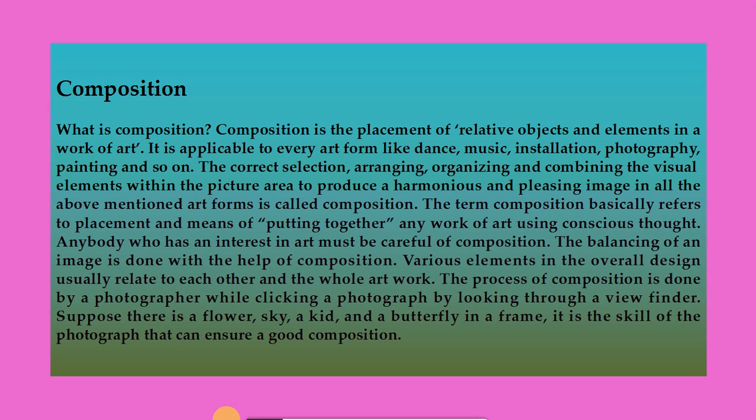The process of composition is done by a photographer while clicking a photograph by looking through a viewfinder. Suppose there is a flower, sky, a kid, and a butterfly in a frame. It is the skill of the photographer that can ensure a good composition.